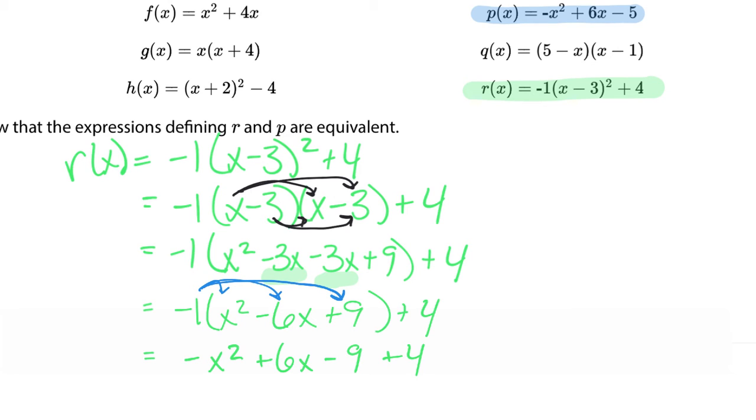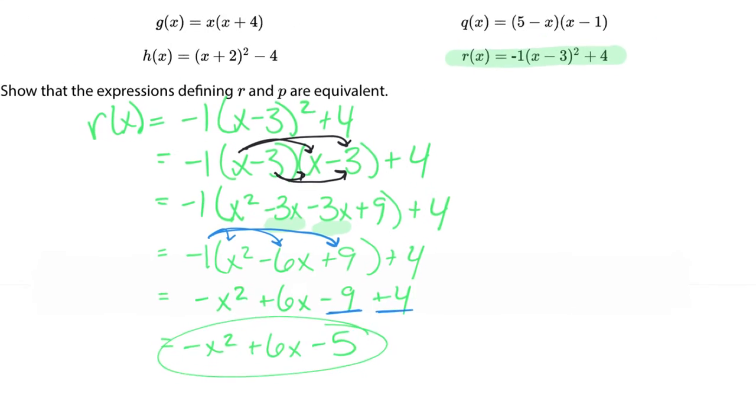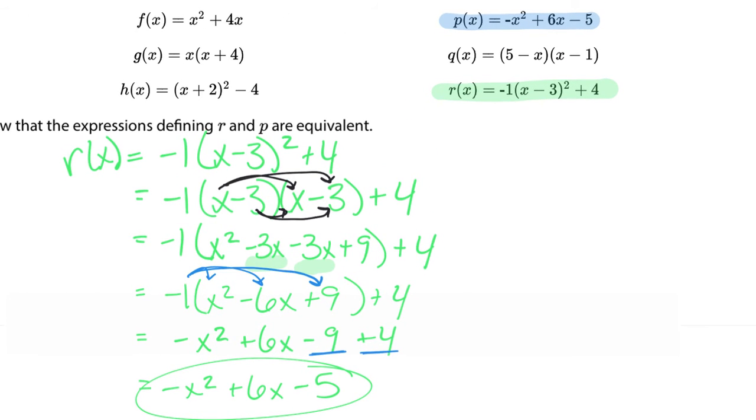Now these are my last two like terms, negative 9 and plus 4. And so I end up with negative x squared plus 6x minus 5. And if we look back, that's exactly what we have as the function p up here. So we've shown that function r is the same as function p.